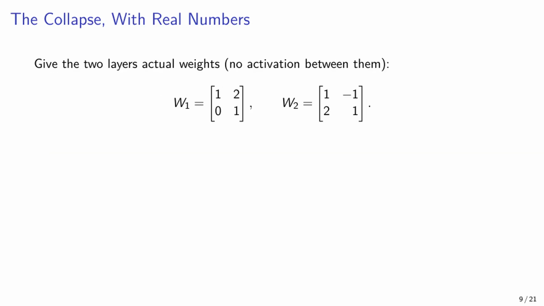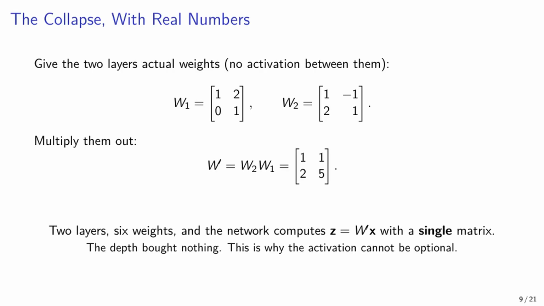If the algebra felt slippery, watch it with real numbers. Give the two layers actual weights, still with no activation between them. Multiply them out. The two weight matrices become one weight matrix, this one. Two layers, 6 weights, and the network computes exactly the same thing as a single matrix times x. The depth bought nothing at all. That is why the activation cannot be optional.